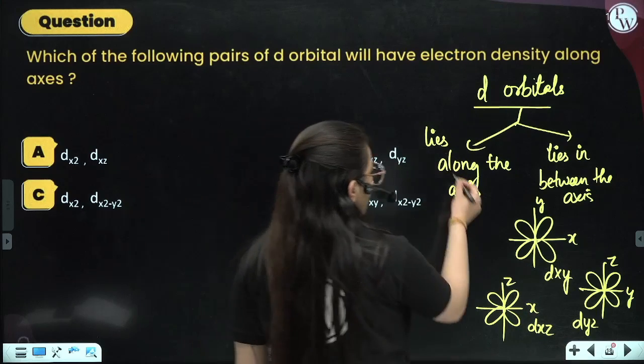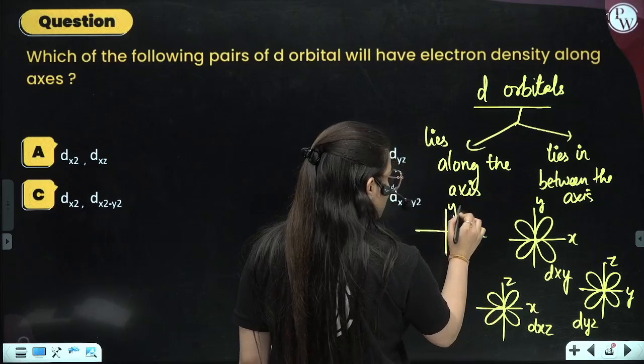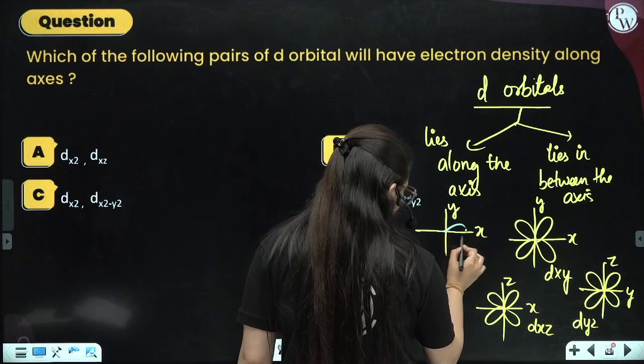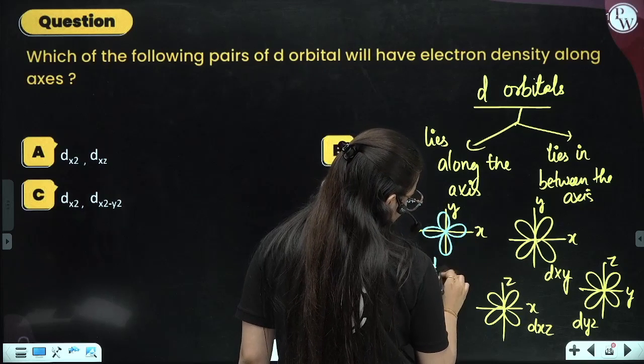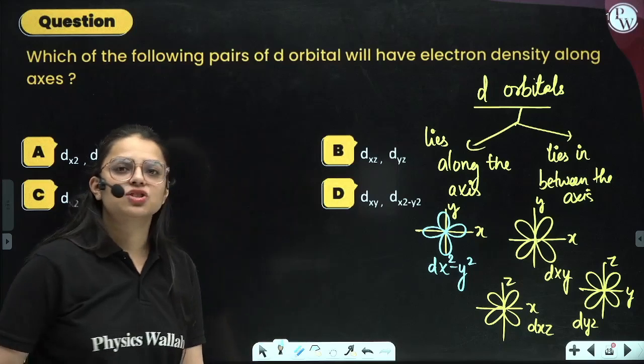While if I talk about the ones that lie along the axis, if it is the x-axis, and the y-axis, and the lobes lie in such a way on the axis this way, so this is dx square y square.